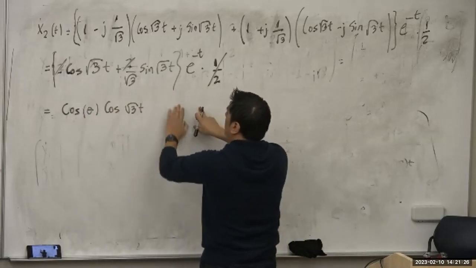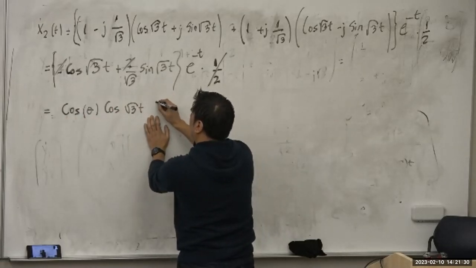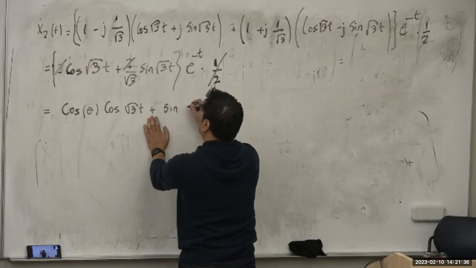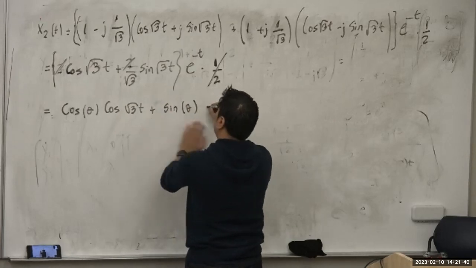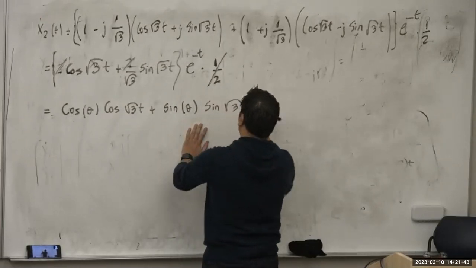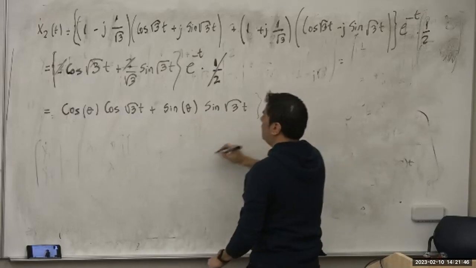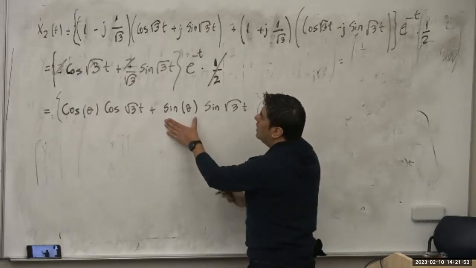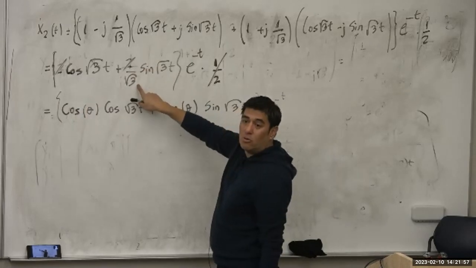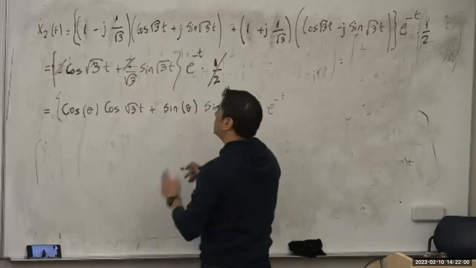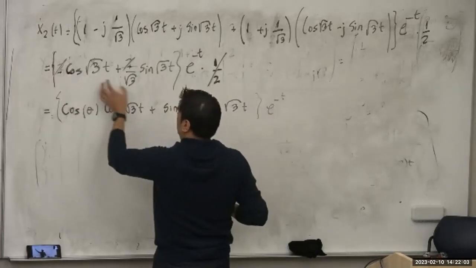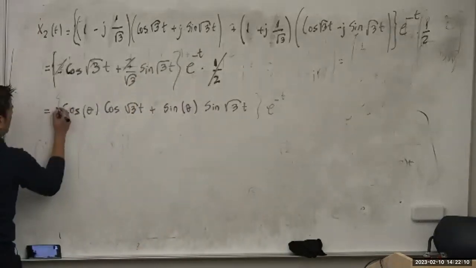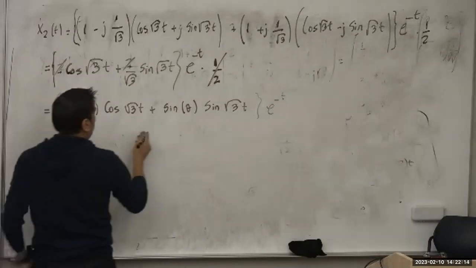And then on this side, you will have plus sine of theta divided by sine of square root of 3t, and all of these will be multiplied by the exponential decay. So what is sine of theta? Sine of theta is going to be 1 over the square root of 3. Because we don't know the magnitude you might have here, we're missing the term h here on both sides.